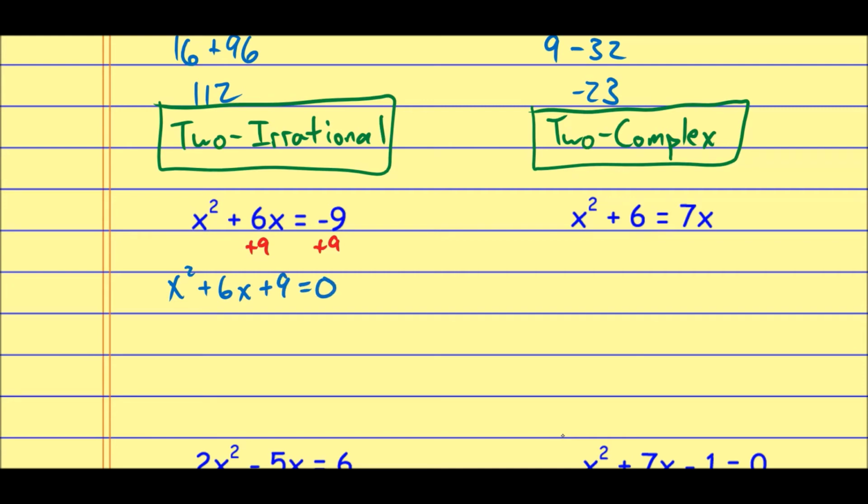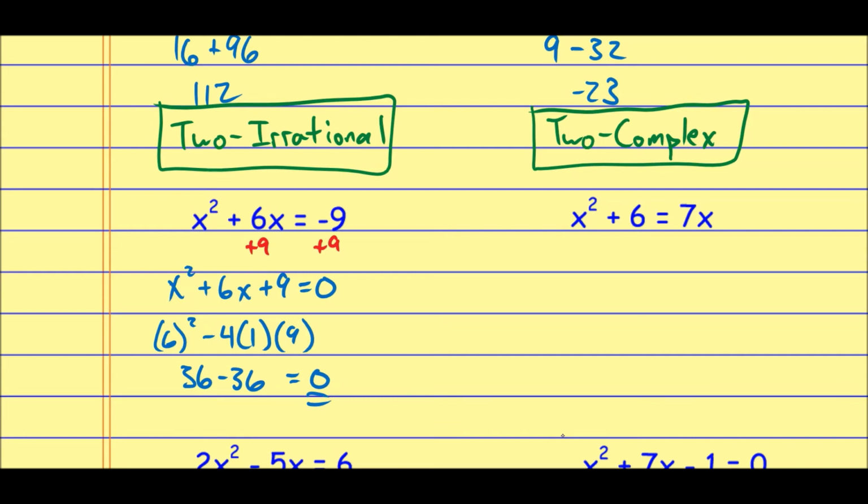And now we can do our discriminant. Now I can see the actual A, B, and C values. So let's see, b squared minus 4 times a, which is 1, times c, which is 9. That's 36 minus 36, which is 0. So my discriminant is 0.